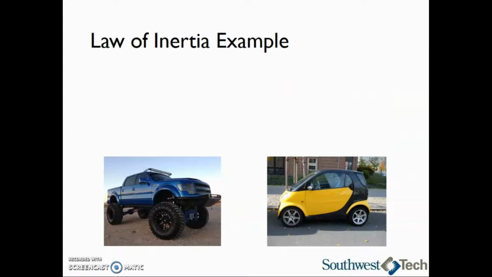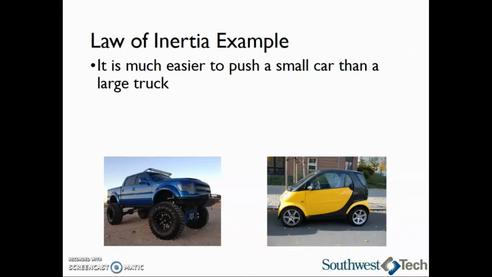As an example of the law of inertia, it is much easier to push a small car than it is to push a large truck. The small car has less inertia, which again is the property that causes an object to remain at rest if it is already at rest. The truck has a much greater inertia, so it is much harder to get the truck moving.